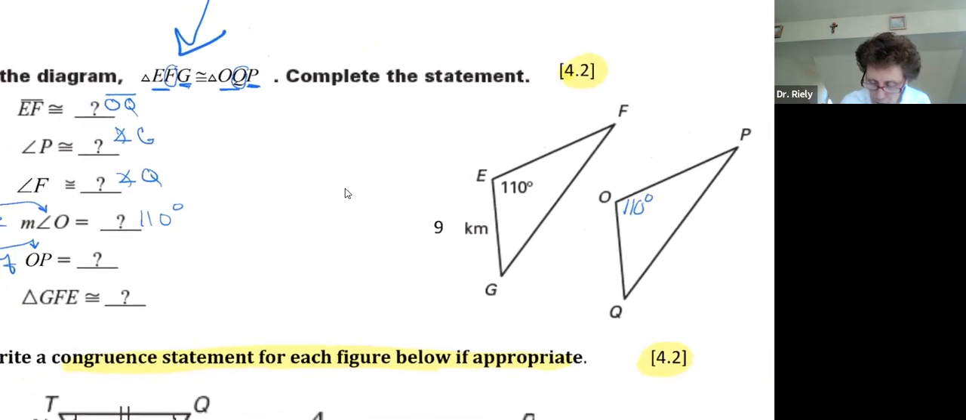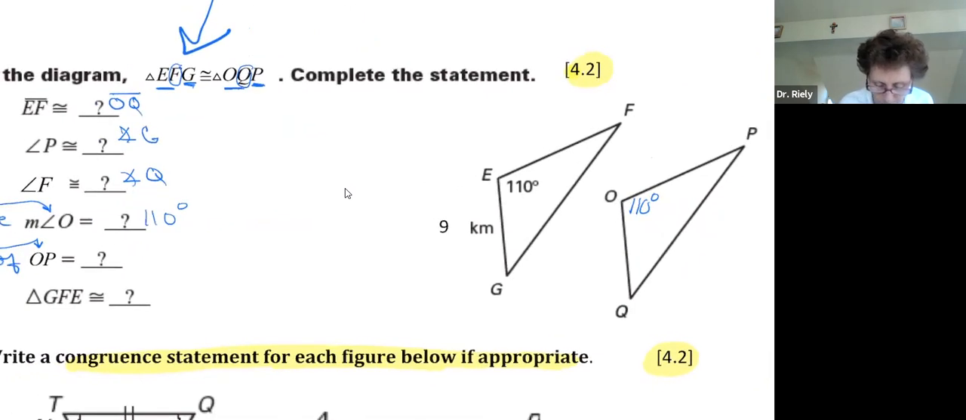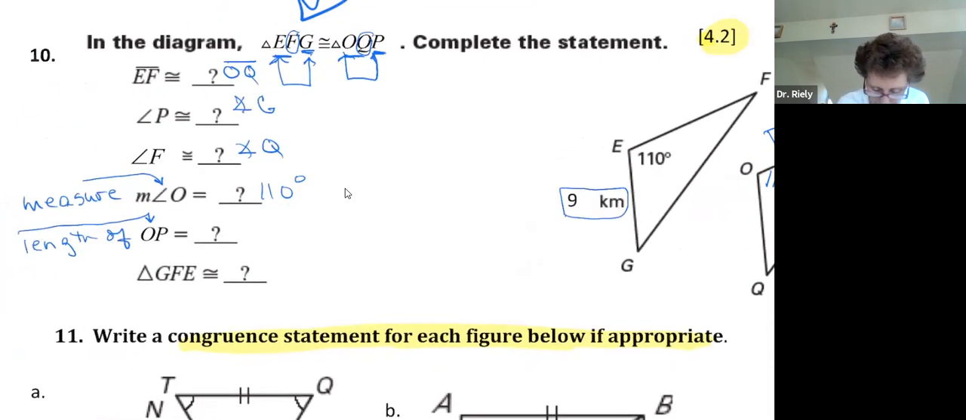So then you come over here and you say, okay, OP on my congruency statement are the first and last letters. I don't see a measurement here, so I can't directly read it off my triangle yet. Look over to the congruency statement again and see if you have a measurement for EG. EG is 9 kilometers. Since EG is 9 kilometers and it lines up with OP, OP has to be 9 kilometers, and that's what they want for the answer.